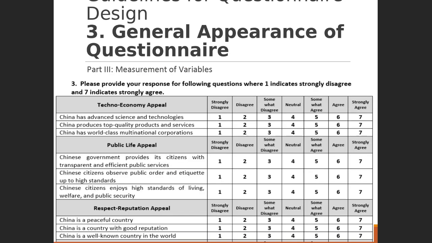Okay, the third part is about your variables, the measurement of variables. So this is a very simple pattern.